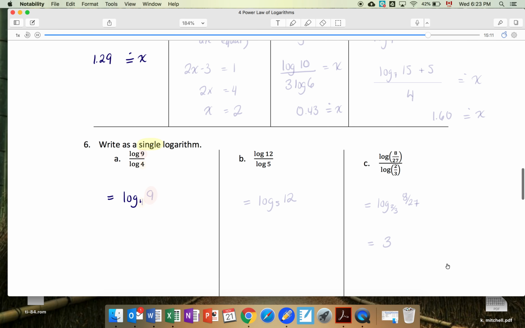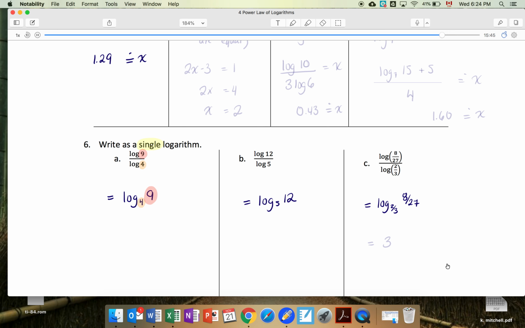This becomes log base 4 of 9. Whatever was in my denominator becomes the new base, and whatever was in my numerator is whatever I'm taking the log of. Okay, and again in question B, we have log 12 divided by log 5. This is as easy as saying, okay, log base 5 of 12. And then last but not least, this is going to become log base 2/3 of 8 over 27.